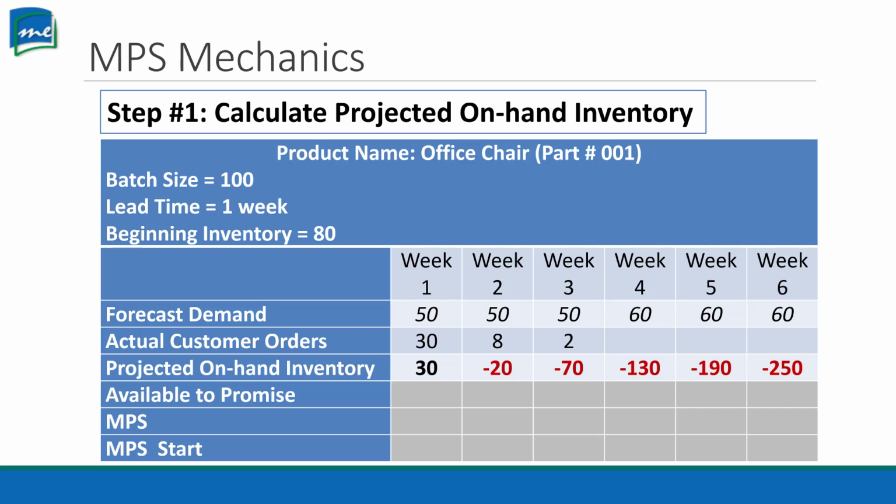And then we would keep doing the same thing. So we would take the negative 20 for our projected on-hand inventory and subtract our forecasted demand. And now we're at negative 70. And we would keep doing this. So that is figuring out our projected on-hand inventory. However, these numbers will change because we're going to figure out our MPS, our master production schedule.